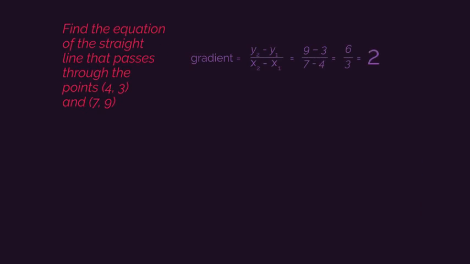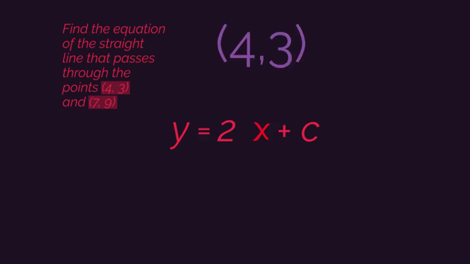So we know our gradient is 2, and with our y equals mx plus c equation, we have y equals 2x plus c. To find the missing y-intercept c value, use one of the sets of coordinates that was given to us in the question. So 4, 3 or 7, 9. I'm going to use 4, 3. So when x is 4, y is 3.